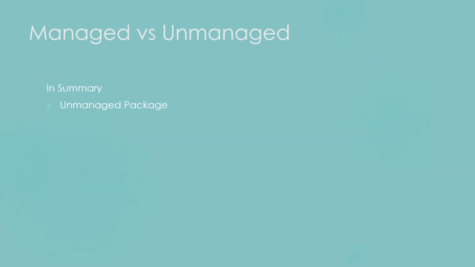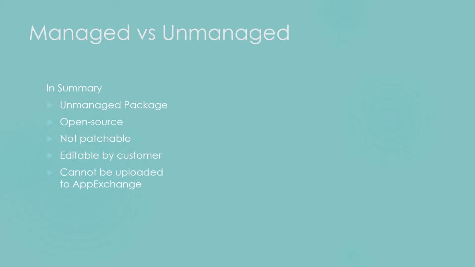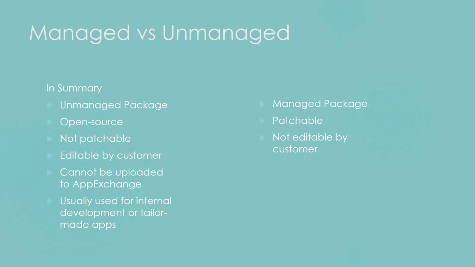So in summary, an unmanaged package, it's open source, it's not patchable, it's editable by customers, it cannot be uploaded to the App Exchange, and is usually developed for internal development or tailor-made apps or products. A managed package, it's patchable, it's not editable by customers, it can be uploaded to the App Exchange, and it's usually used for bigger and more widespread apps.